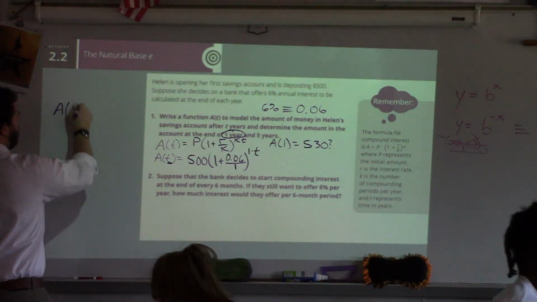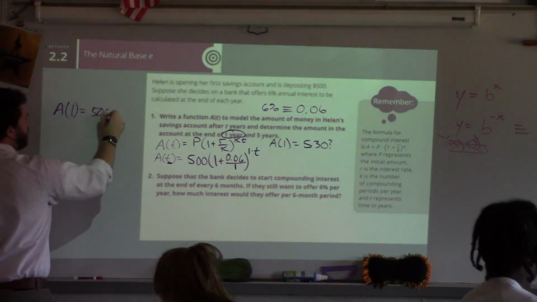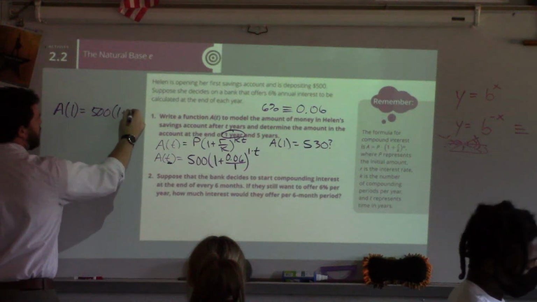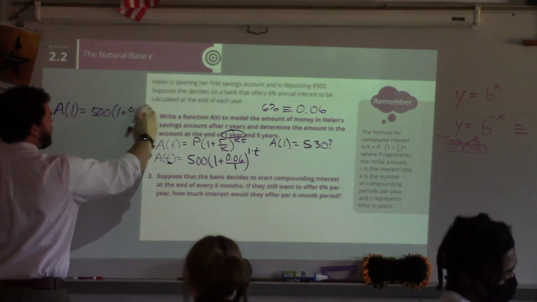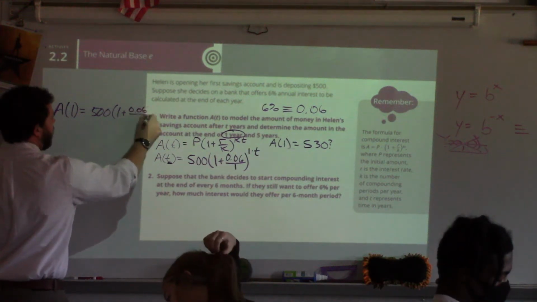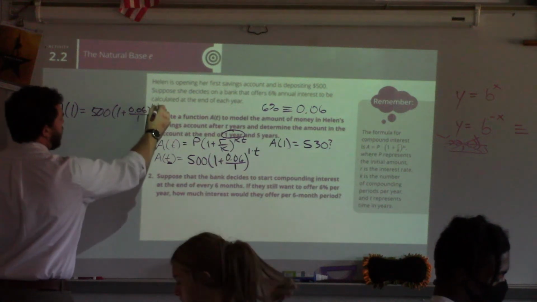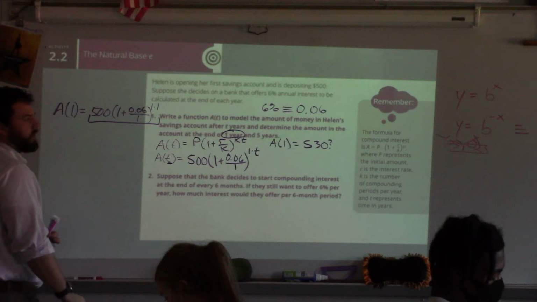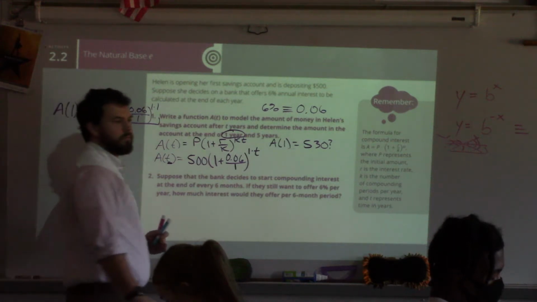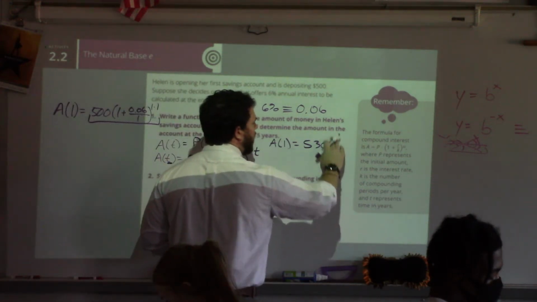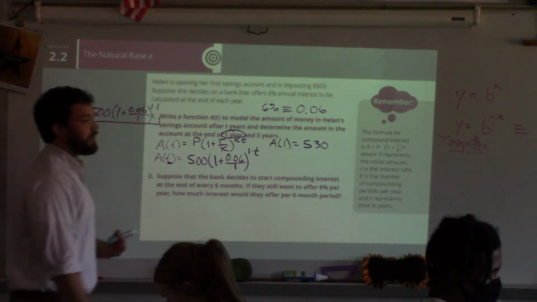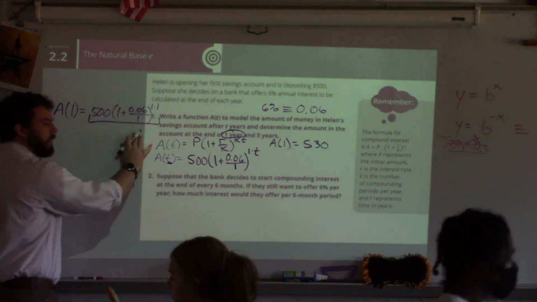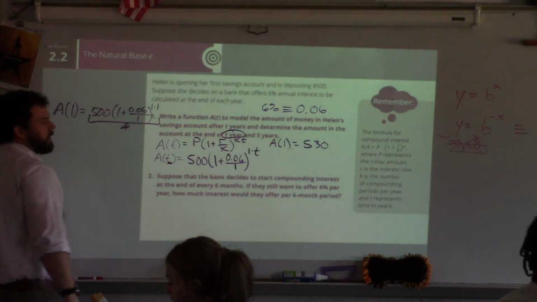A of 1 would equal 500, I got that. Times 1 plus 0.06 divided by 1 raised to the 1 times 1. Gracie, you're just typing this in to evaluate the expression. 530? Mhm. You're just simplifying that expression. That's what you need to think about, Gracie. You're not solving an equation, you're simplifying an expression.